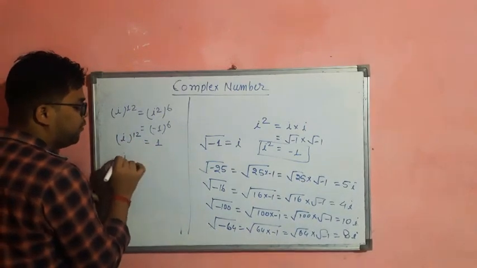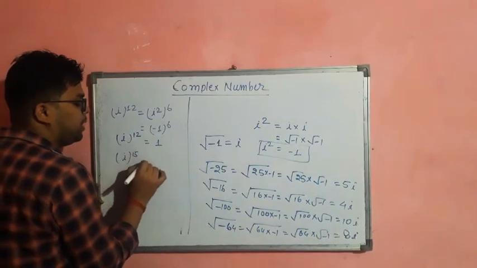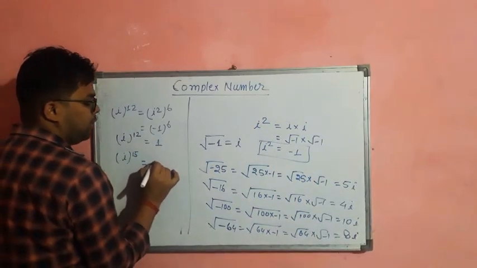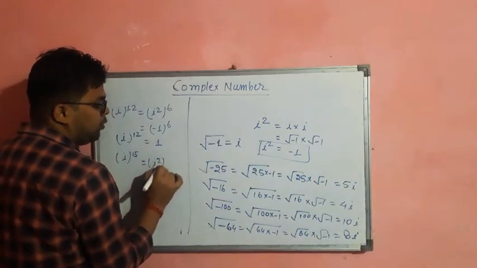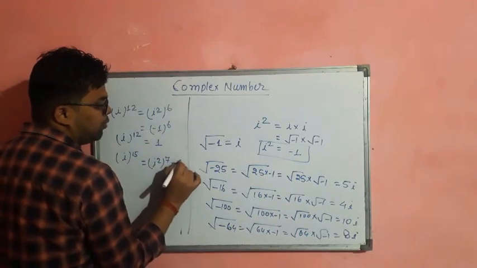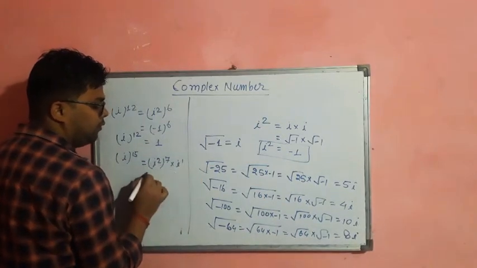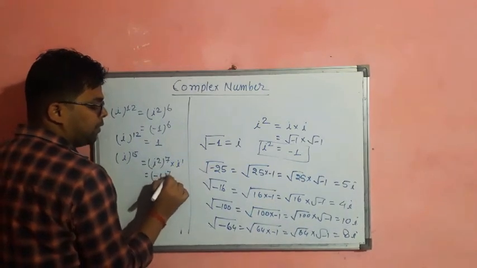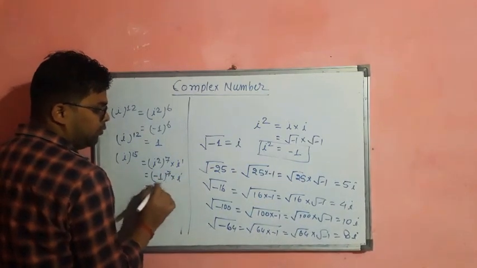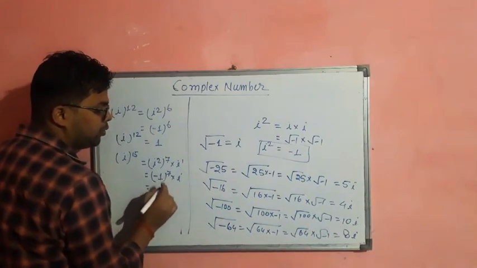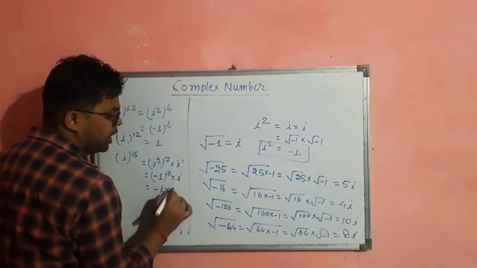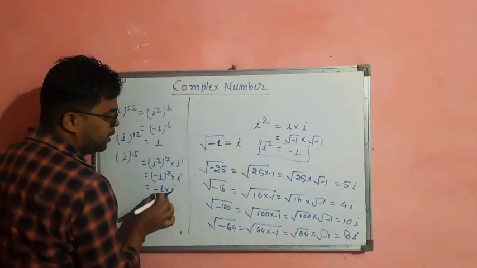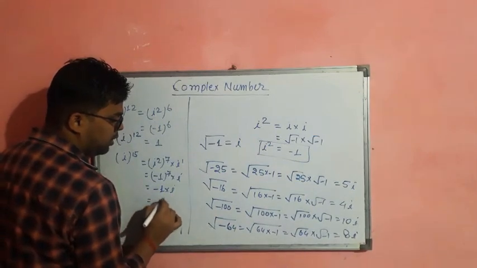Similarly, if I ask you what will be the value of i to the power 15, then i to the power 15 can be written as i to the power 2, whole to the power 7, into i to the power 1, because 2 times 7 is 14, plus 1 is 15. You know that i to the power 2 is equal to minus 1, so minus 1 to the power 7 into i. When you multiply this minus 1 seven times, you will get minus 1 into i. So when you multiply this minus 1 into i, you will get minus i.